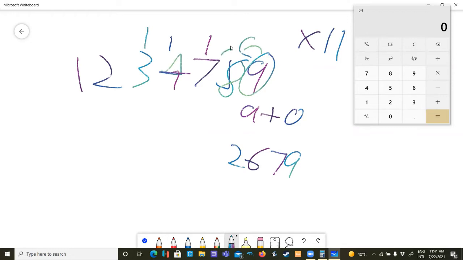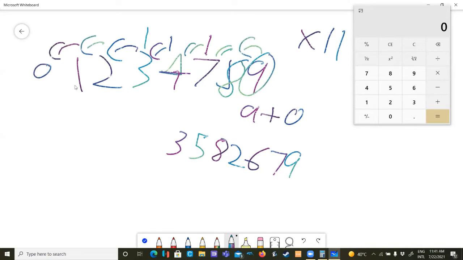Moving to 3, 3 plus 1, 4. 3's right hand neighbor is 4, so 4 plus 4, 8. Moving to 2, 2's right hand neighbor is 3, so 2 plus 3 is 5. Moving to 1, 1 plus 2 is 3. And moving to blank space, 0. 0's right hand neighbor is 1, 0 plus 1 is 1.